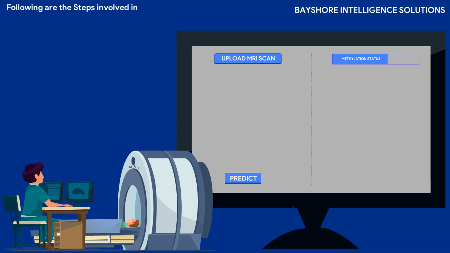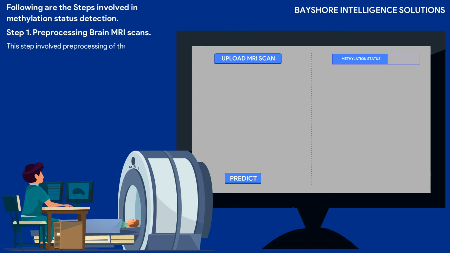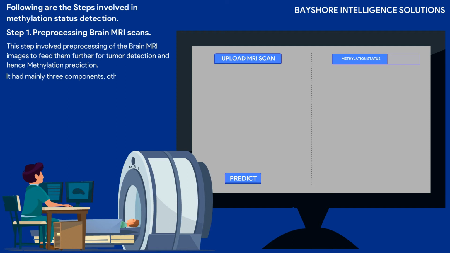The steps involved in methylation status detection. Step 1. Preprocessing brain MRI scans. This step involved preprocessing of the brain MRI images to feed them further for tumor detection and hence methylation prediction. It had mainly three components, other than minimal processing like type conversions and axis corrections.